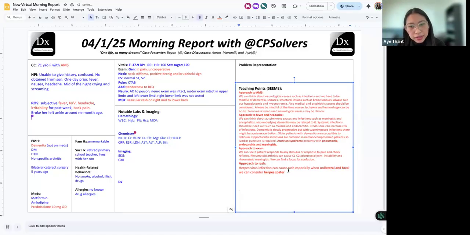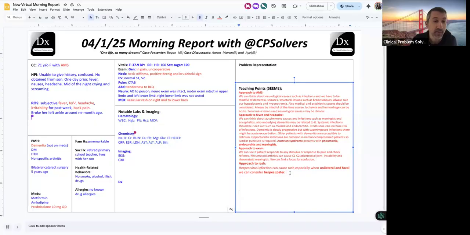It can be zoster-like encephalitis or meningitis. But yeah, I'm not sure. Yeah, very good.